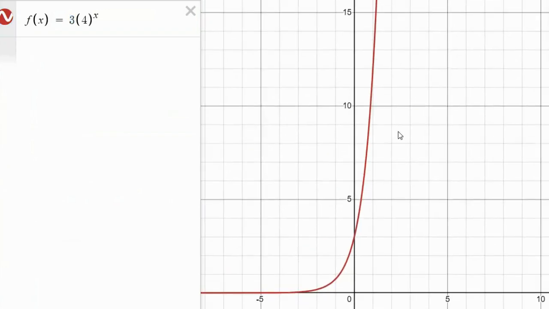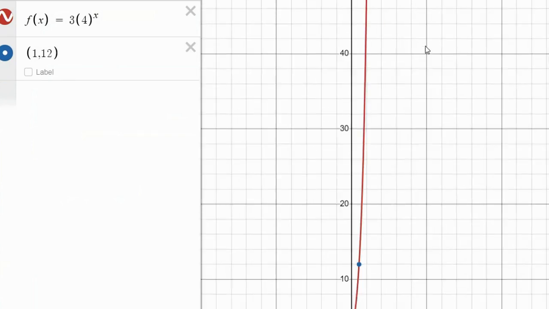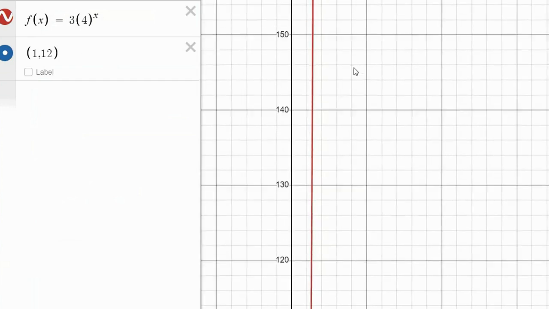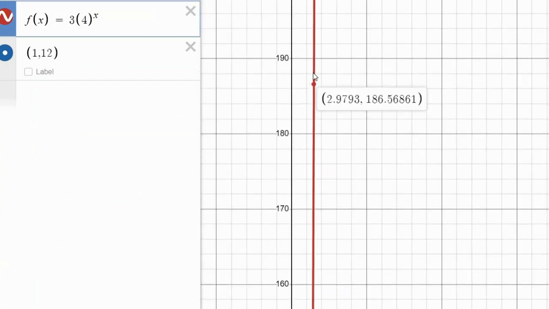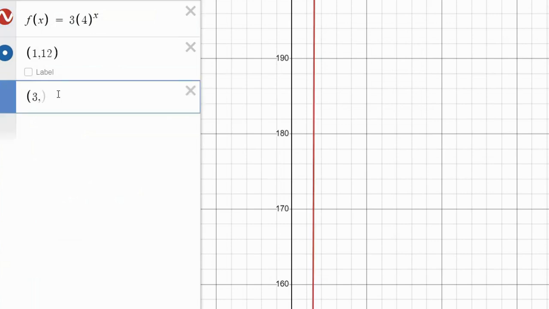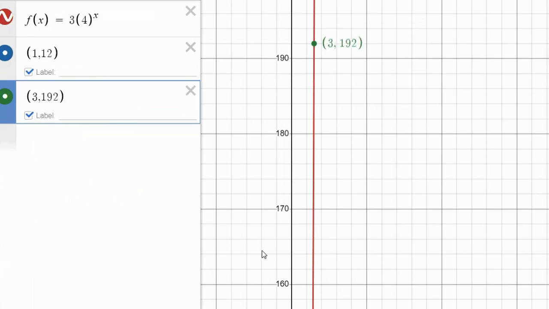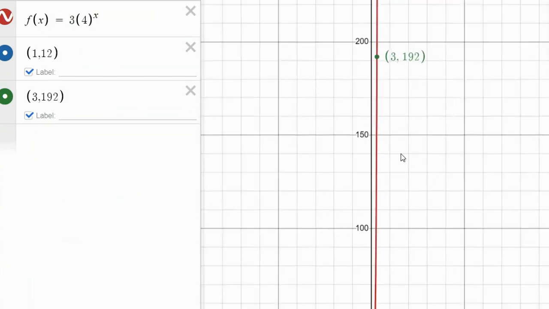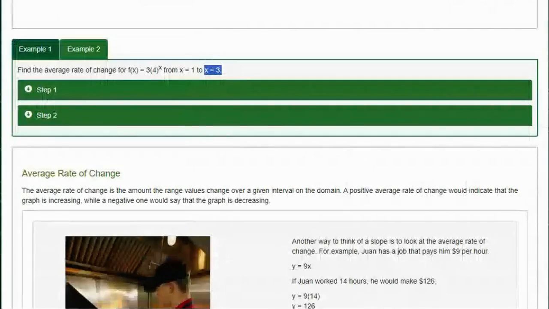Well, what is it at 1? Well, it is 12. So let's put that point on there. And at 3, this is going to be way up there. I don't know if I can show this on the graph. Let's see. Are we at 3 yet? No. Oh, 3 is right here. 3, 192. There's that point there. So we got (1, 12) and (3, 192). It's hard to fit both of those points on the graph here. And it wants to know the average rate of change between those two.